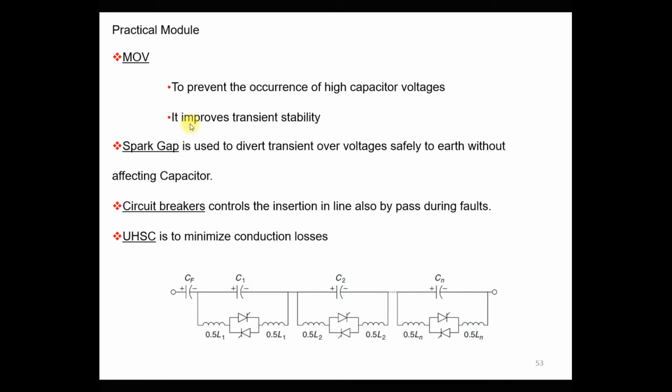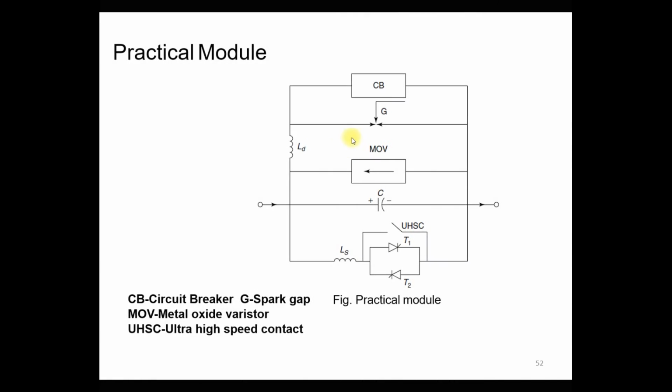The second aim of the MOV is to improve the transient stability of the power system. So when a fault happens, the whole voltage across the capacitor comes across the MOV, so that reduces the voltage stress and then improves the transient stability of the power system. Second, the spark gap G, this one.